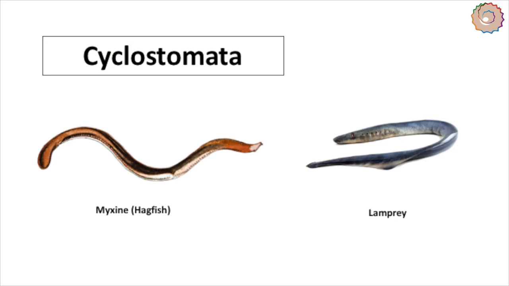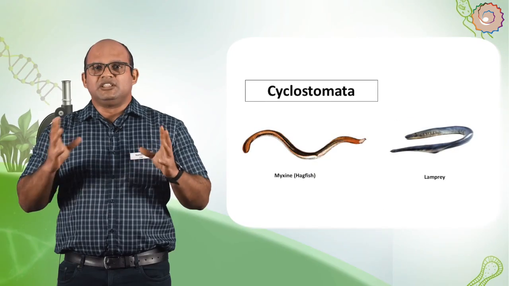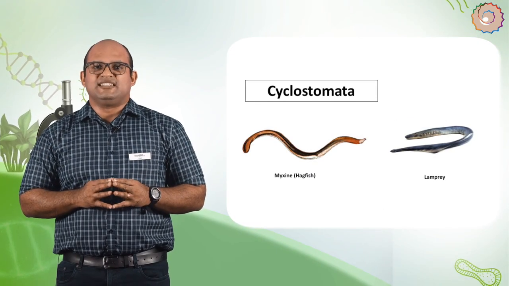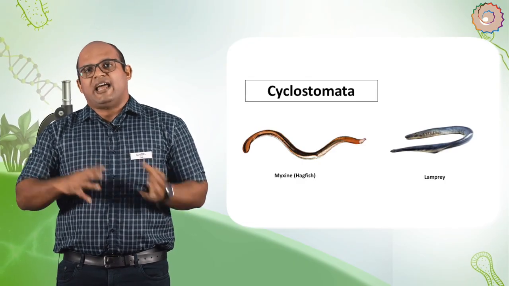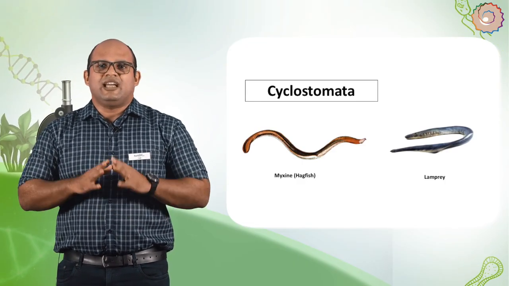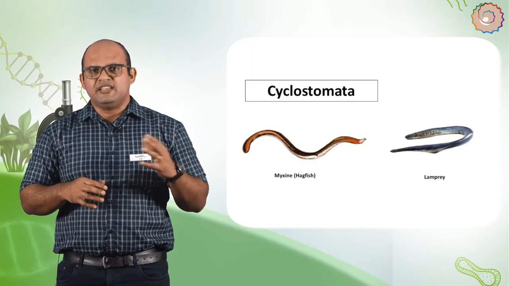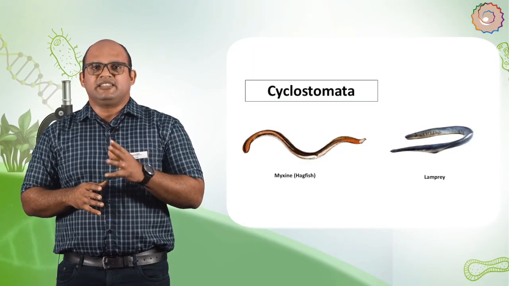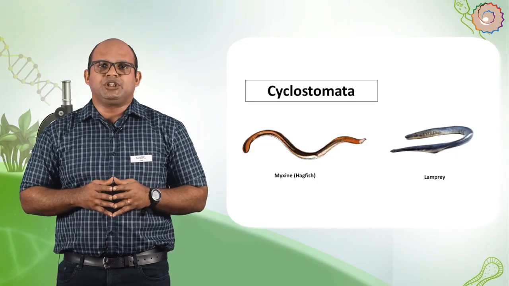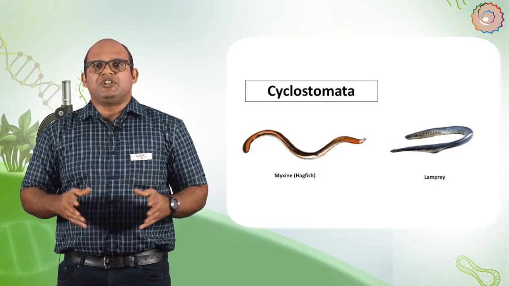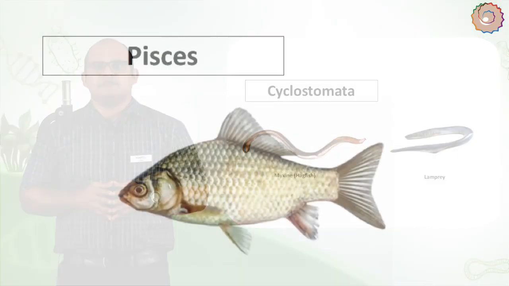Cyclostomata literally means circular mouth, based on the distinctive mouth morphology of these animals. They are aquatic and have freshwater and marine forms. They have no true jaws, very simple gills, slimy and scaleless skin. Examples include the myxine or hagfish and the lamprey, both of which are parasitic forms.